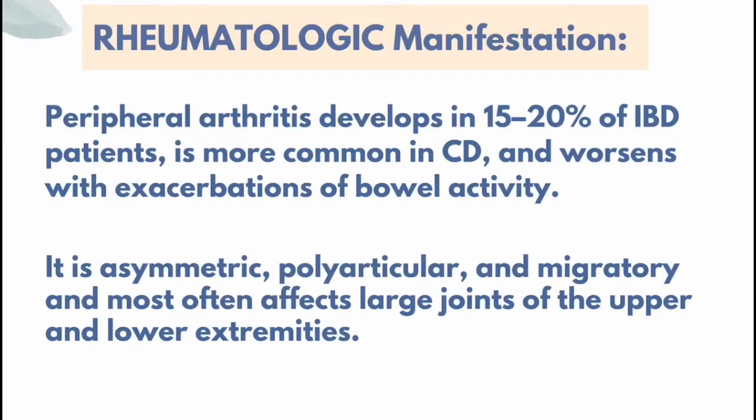Coming to rheumatological manifestations of IBD, peripheral arthritis develops in 15 to 20% of inflammatory bowel disease patients and is more commonly seen in Crohn's disease than ulcerative colitis and worsens with exacerbations of bowel activity. The peripheral arthritis is asymmetric polyarticular, that is involves multiple joints, and migratory. It migrates from one joint to other joint and most often affects large joints of upper and lower extremities.